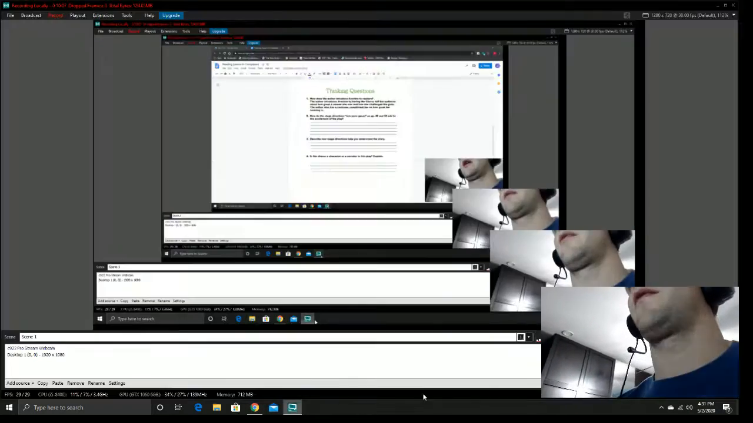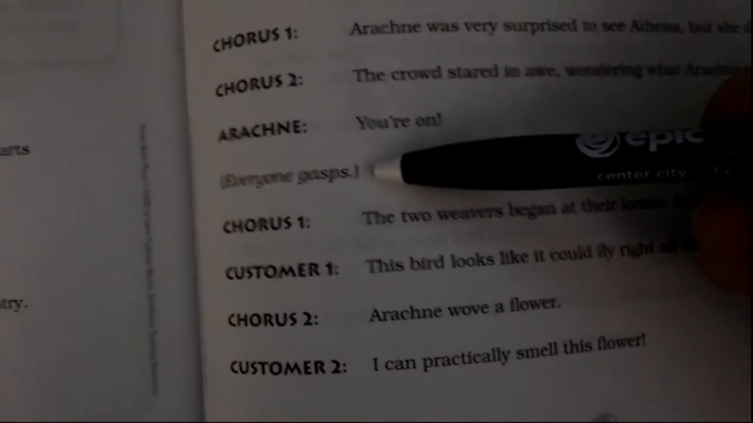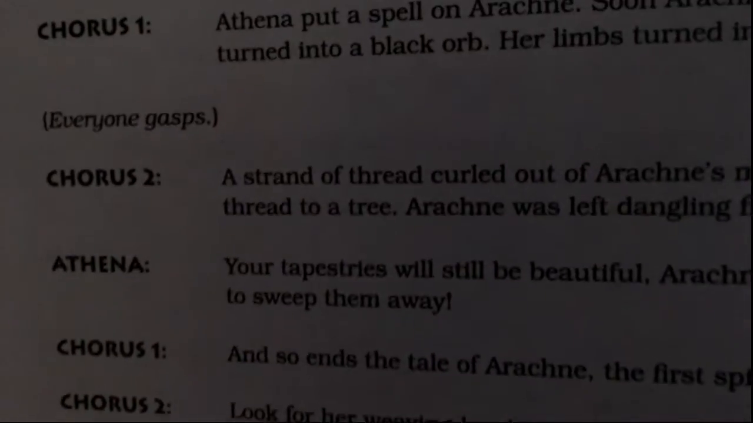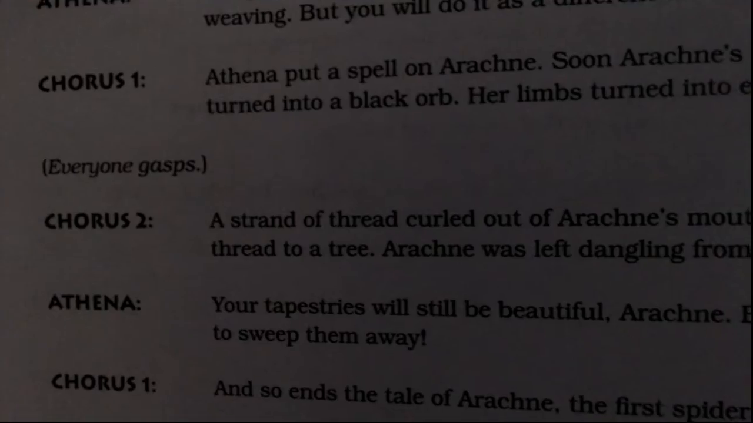I'm going to go back to the camera version. And so on page 49, you see the stage direction here again in parentheses. Trying to make it focus better for you guys. I know it's a little blurry. There you go. Everyone gasps. Okay. And then it happens again on page 50. Everyone gasps. And so I'm going to go before them and find out what's happening in the play.